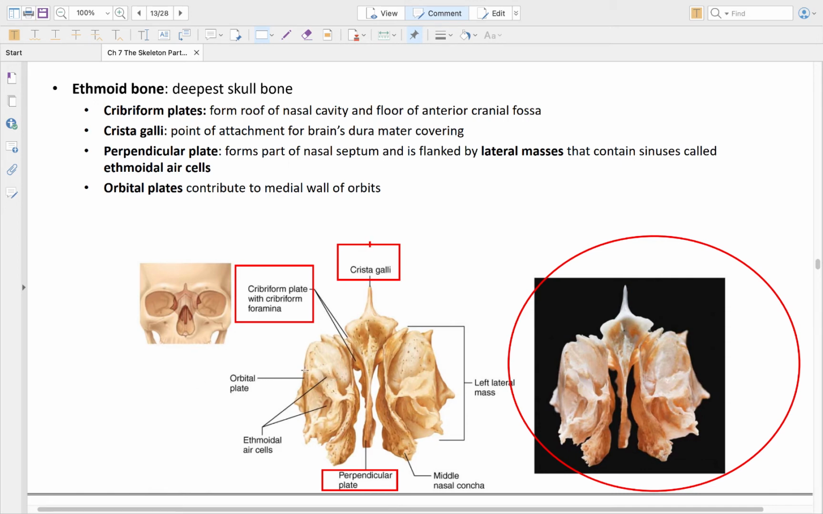Okay, and see the little sides on each? These are called the orbital plates. The orbital plates make up the walls of your eye socket, which is referred to as the orbital, the eye orbital. So it makes up part of your eye orbital.